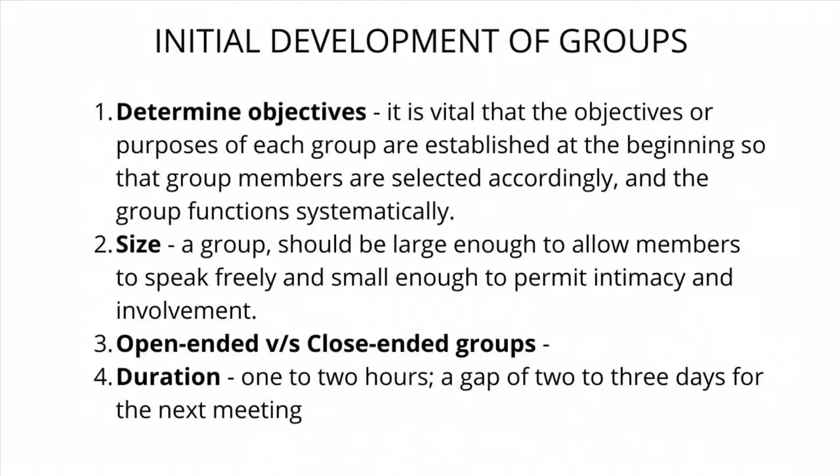Since each person has few opportunities to interact in a large group, some members can feel inhibited and reluctant to speak. So, as the size of the group increases, discussion generally hinges on the input of the most frequent contributor, who assumes a dominant role. As a result, the gap in participation widens between the most frequent contributor and the other members of the group. So basically, a group should be large enough to allow members to speak freely without being inhibited, and small enough to permit a moderate level of intimacy and involvement.